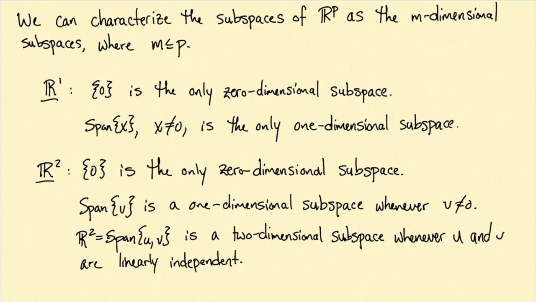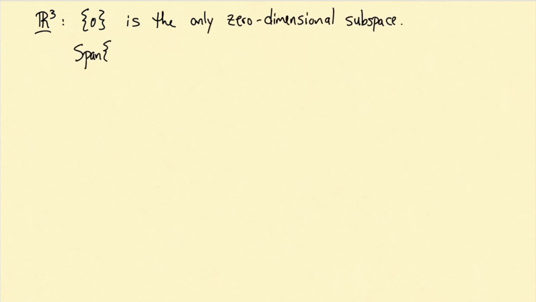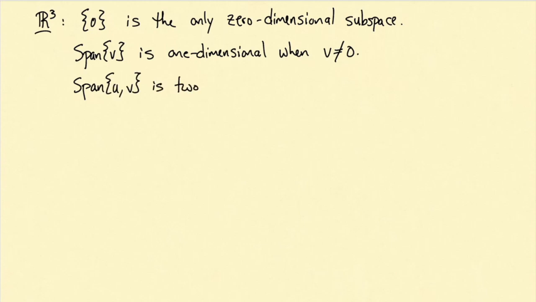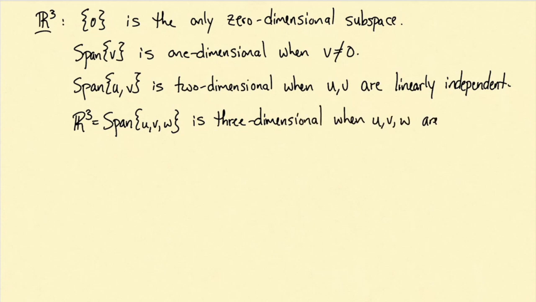And as you might guess, if we jump to R3, then we'll have 4 subspaces. The set containing only the 0 vector is the only 0-dimensional subspace. We obtain a one-dimensional subspace as the span of any non-zero vector. This is, of course, a line in R3 through the origin. If we choose 2 linearly independent vectors, we'll get a 2-dimensional subspace, which is a plane through the origin. And of course, if we choose 3 linearly independent vectors, u, v, and w, they form a basis for R3, and their span is a 3-dimensional subspace, or R3 itself.